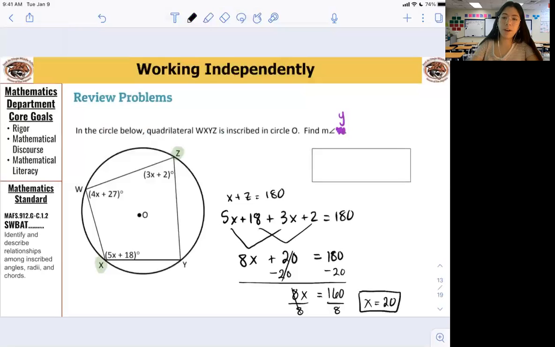So look through this part. If you got the wrong answer, check your work during this part because the odds are you got the wrong value for x. If you have the wrong value for x and then you go plug it in, then you're going to get the wrong answer overall. So you have to make sure this part is correct. Questions on this part?